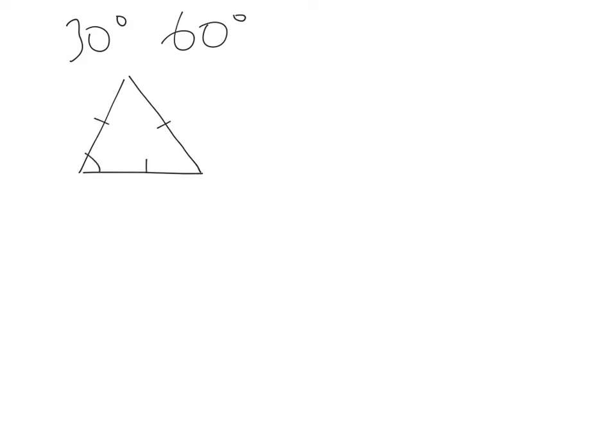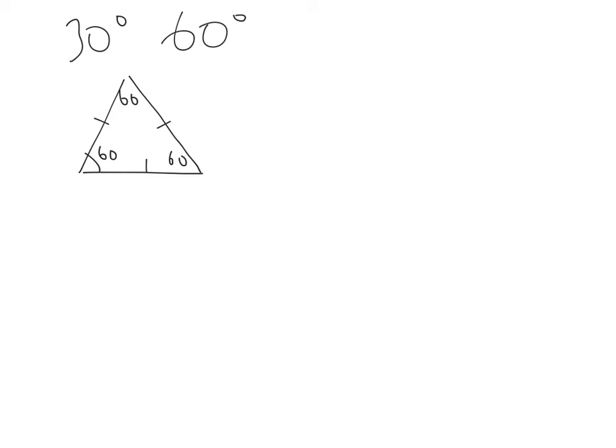Okay, we're going to look at exact values for 30 degrees and 60 degrees. The first thing we need to do is set up the triangle. The triangle we start with this time is an equilateral triangle, meaning that all of the angles here are 60 degrees and all of the sides are equal in length.